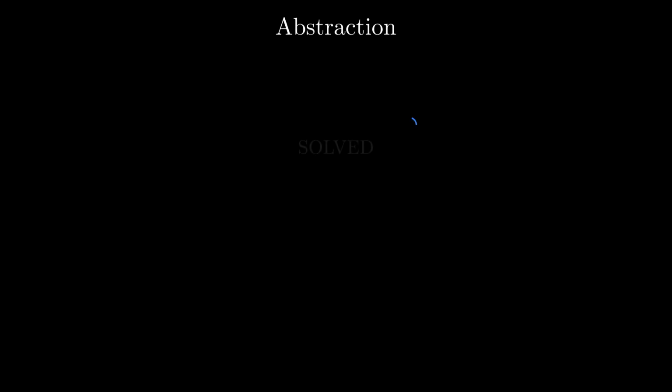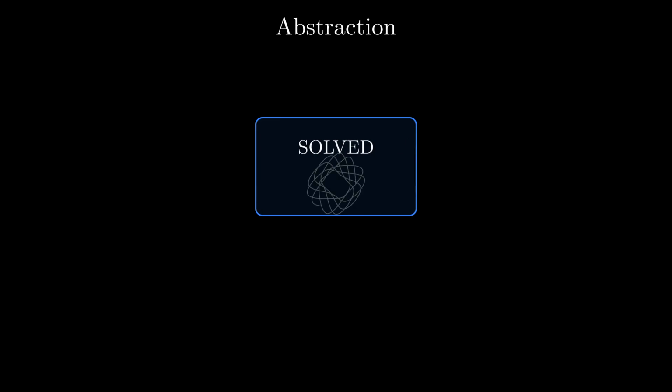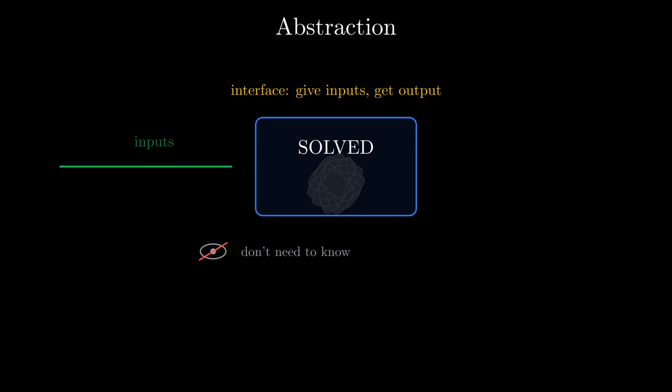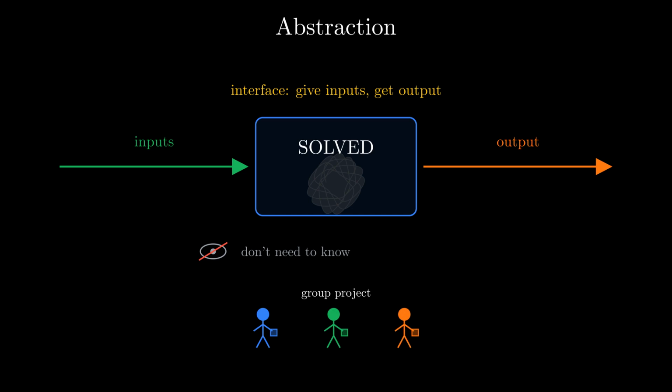Now abstraction. Once you've built a self-contained part and thought hard about how to make it work, nobody else needs to know how you did it. You hide the details behind an interface that says, "Give me these inputs and I'll hand you back an output." It's like a group project. Each person does their part. It doesn't matter whether they use the library or the internet. What matters is the result and knowing how to use it.